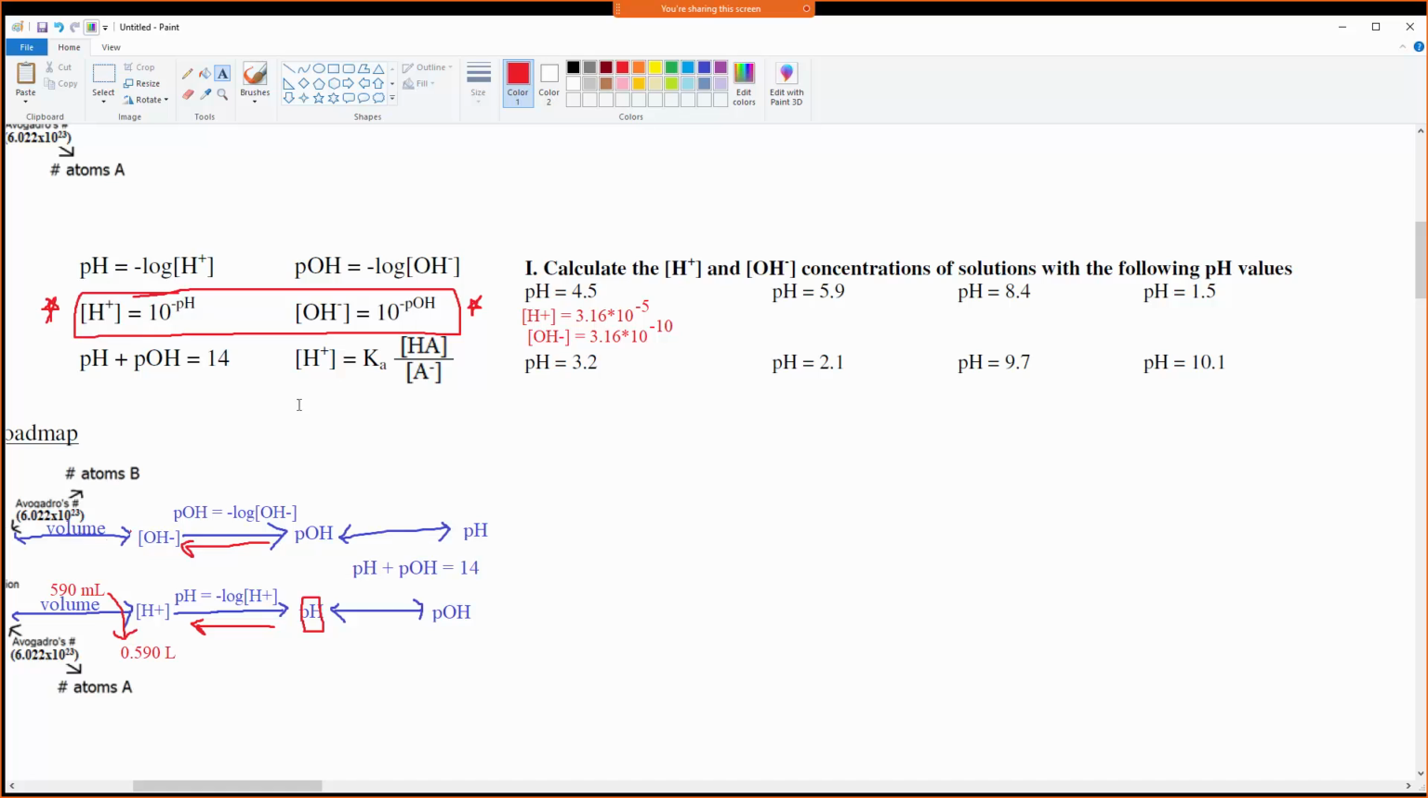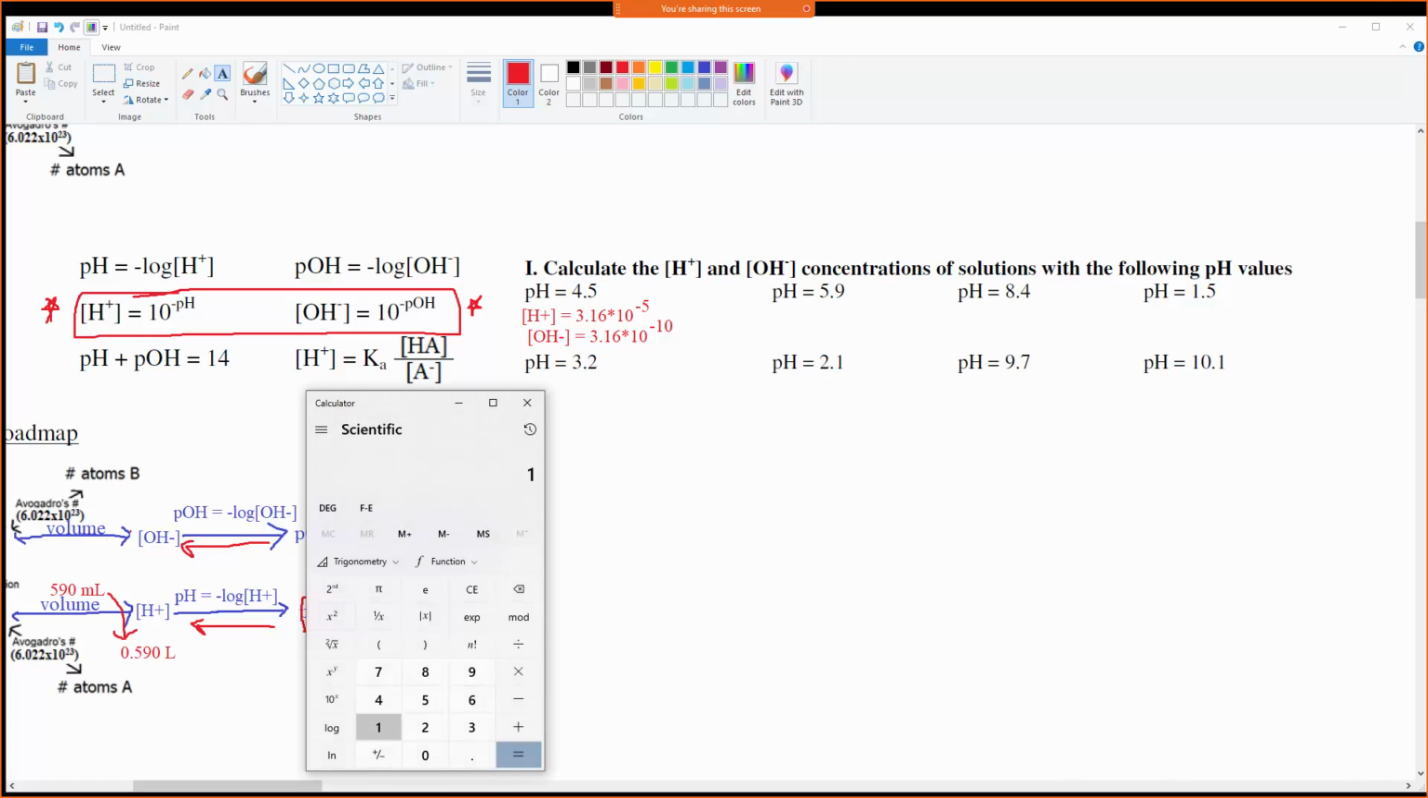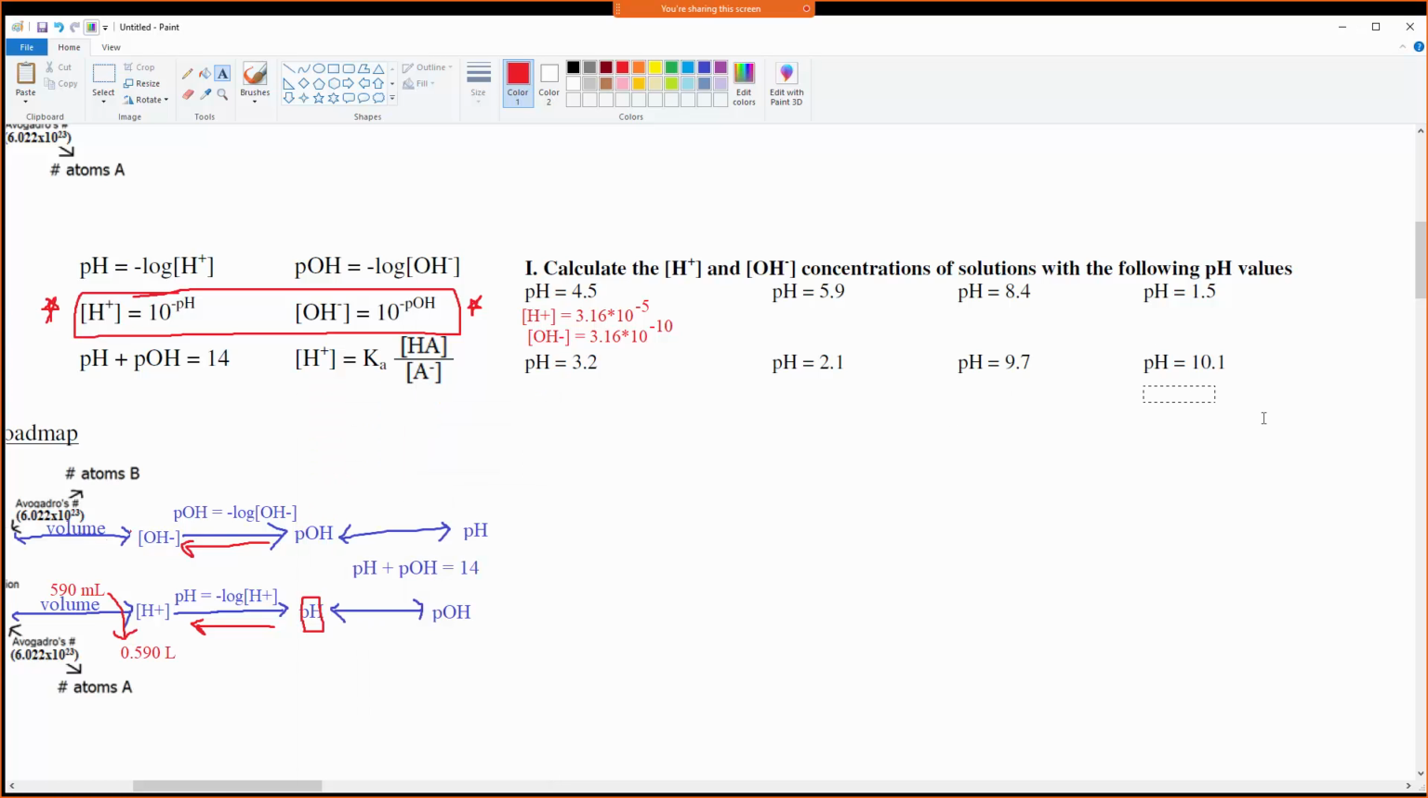We can still just directly do 10 to the negative 10.1, and 10 raised to that gives me 7.94 times 10 to the negative 11.